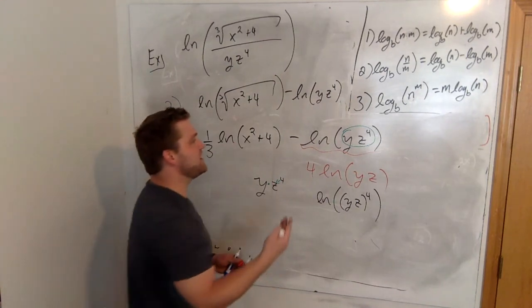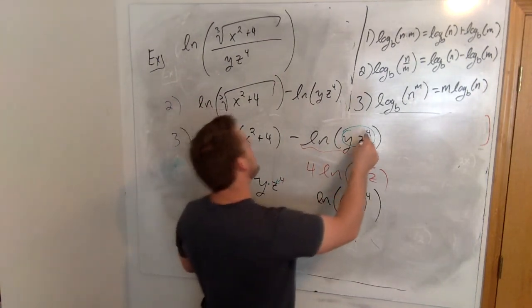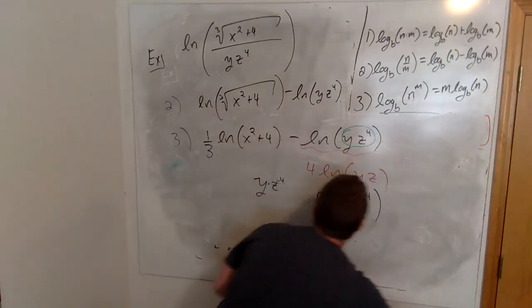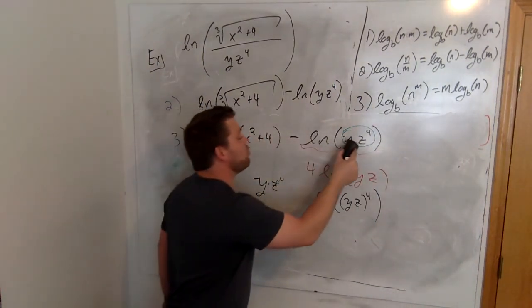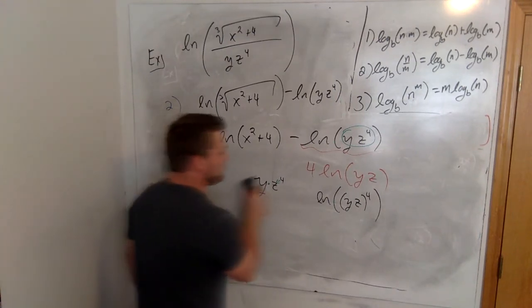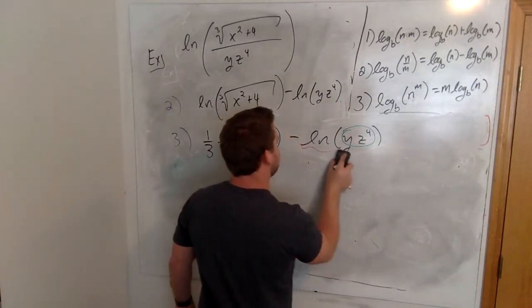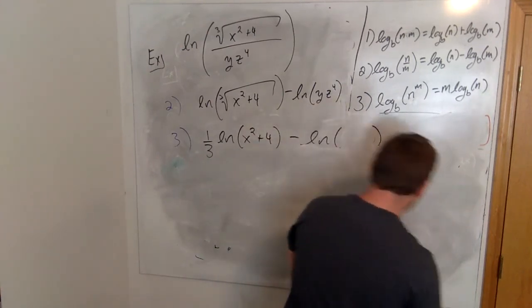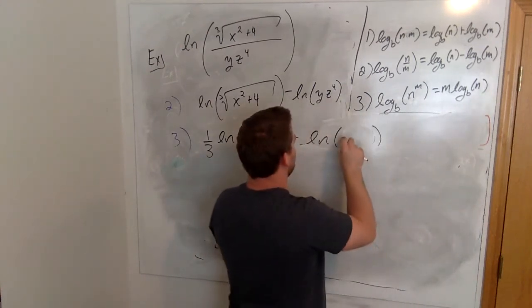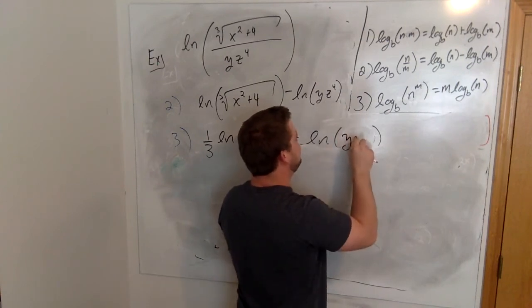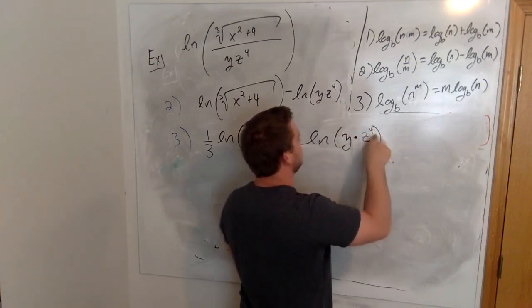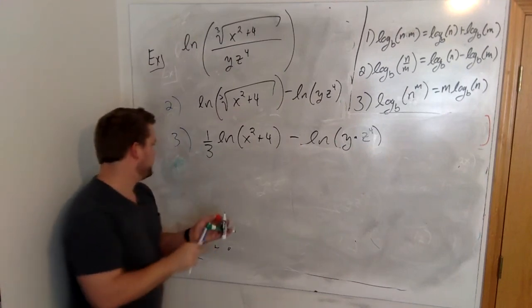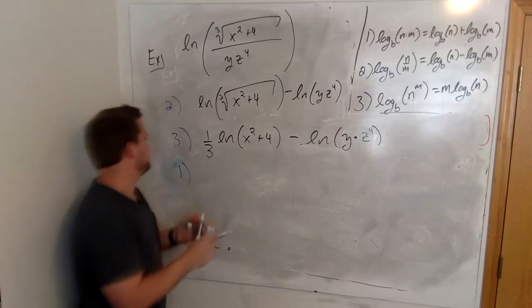The problem here is I can't use log rule 3 here because this 4 is only hitting the z and not the y. I am eventually going to use log rule 3, but we have to use log rule 1 first here. So be careful. We want to think about this as y times z to the 4th, so we have to use log rule 1 first.